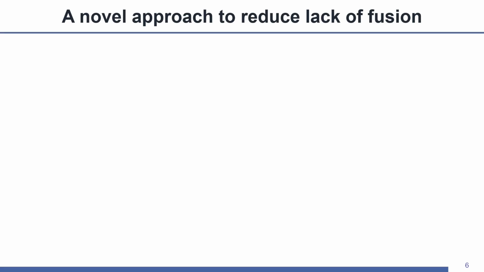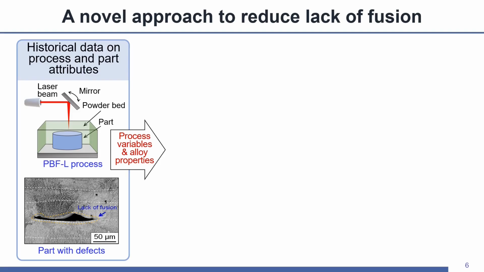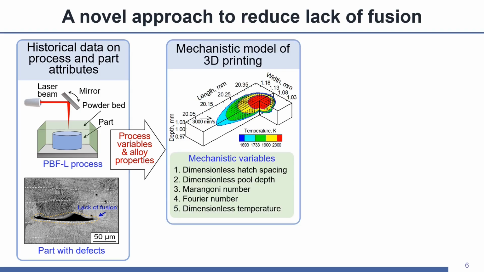Here we use a novel approach to reduce the lack of fusion by implementing the augmented machine learning strategy and synergistically combining a mechanistic model and historical experimental data. We analyze 101 independent experimental data for aluminum silicon 10 magnesium, Ti-6-4, stainless steel 316, and Inconel 718. We identify 5 important variables that affect the lack of fusion defects.